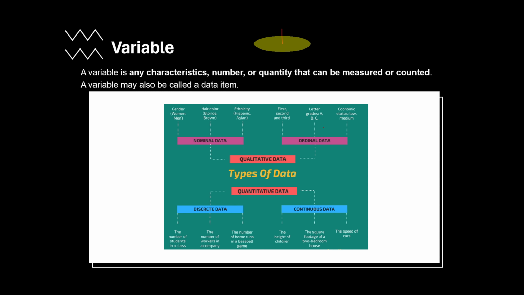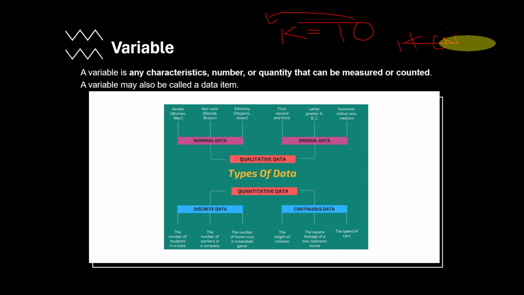For example, k is your variable. We have created a variable and you can assign k the value 10. So this 10 value will go into k. That's how a variable works. Like it says, a variable can be any characteristic, number or quantity. So it can be a quantity, it can be a number, it can be any characteristic. For example, here, black color, brown color, anything.